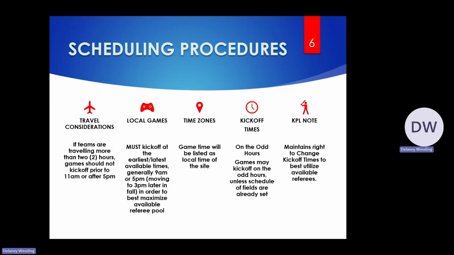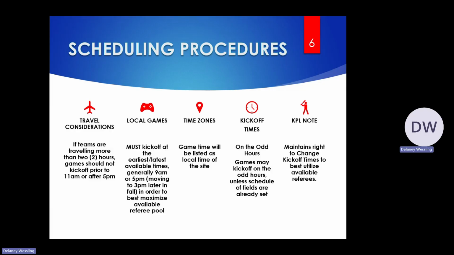When considering local games, so two Louisville teams playing each other, games must kick off at the earliest or latest time slots, which are generally 9 a.m. and 5 p.m. Later in the fall, the latest time slot will transition to 3 p.m. Please keep in mind that all games will be listed as the local venue time in GotSport. And when submitting your schedules, please put the time zone on the scheduling template.